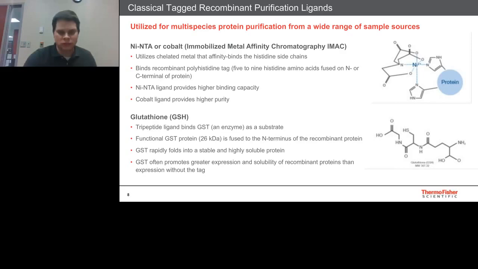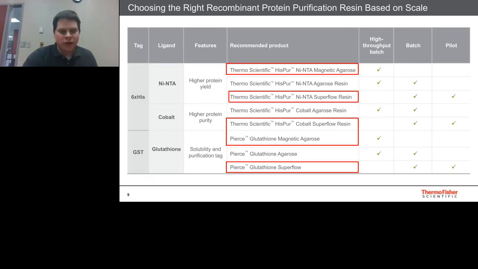This table shows all the supports for polyhistidine tagged or GST fusion recombinant protein purification available from Thermo Fisher Scientific and the applications they are recommended for. I will be highlighting advantages of magnetic agarose beads for high throughput batch purifications and superflow resins for larger scale purifications.